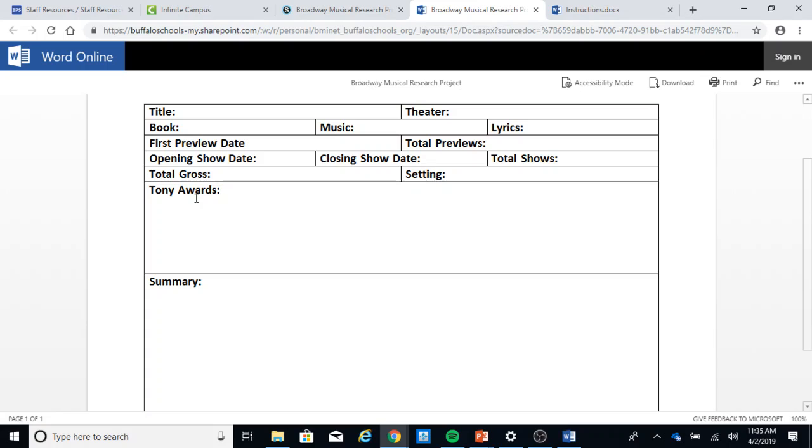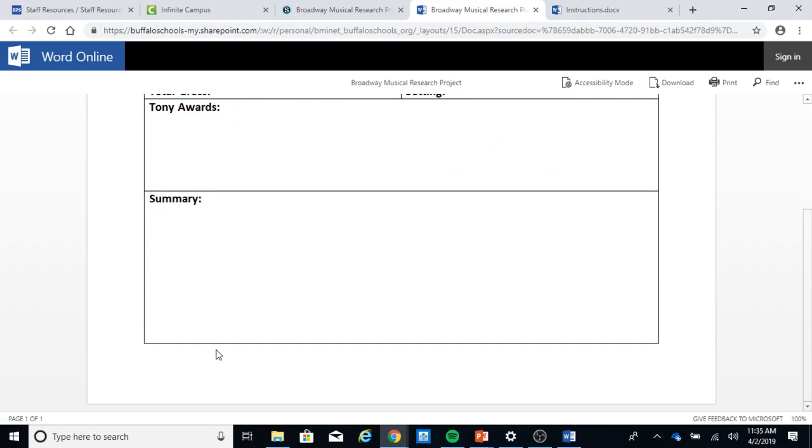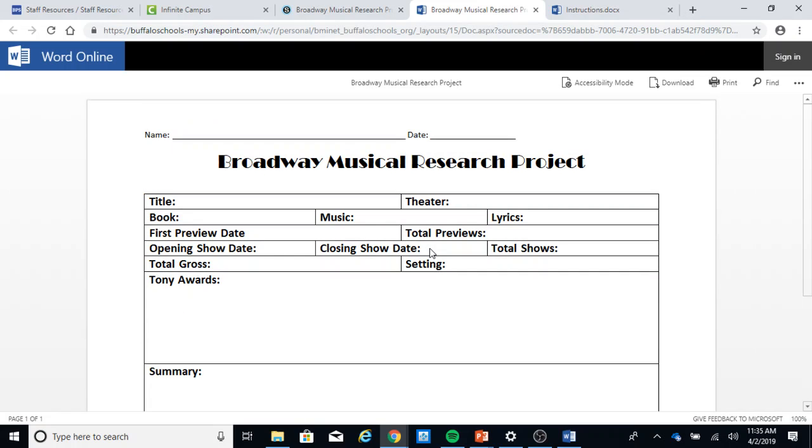Tony Awards, again, you're going to list them. You want to put the year, the award, and basically the status. Was it a nomination or was it a win? Is everyone following me so far? Summary, that's where you're going to put at least a paragraph summary of the show, of the storyline. So does everybody understand the form? Make sense? I'm going to show you where some of this information is going to come from, because a lot of it is going to come from IBDB.